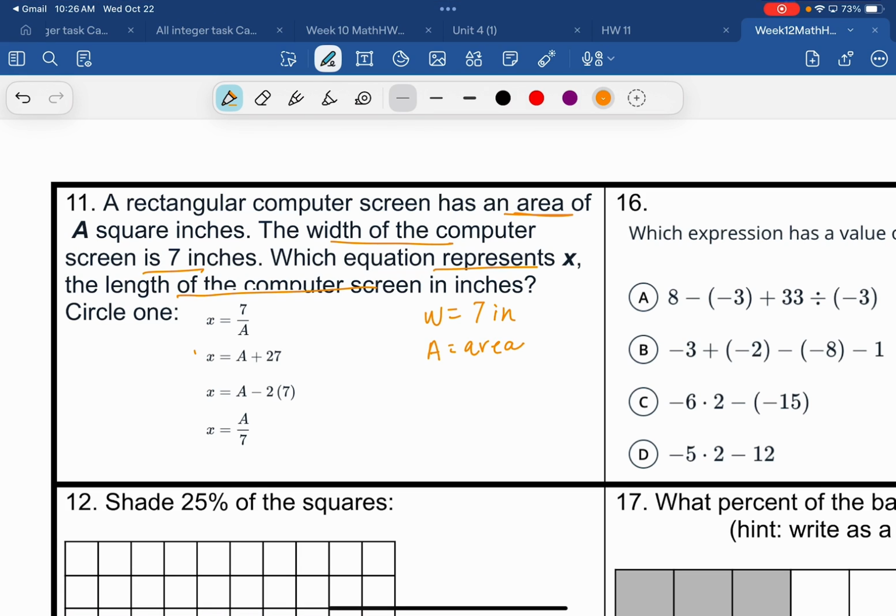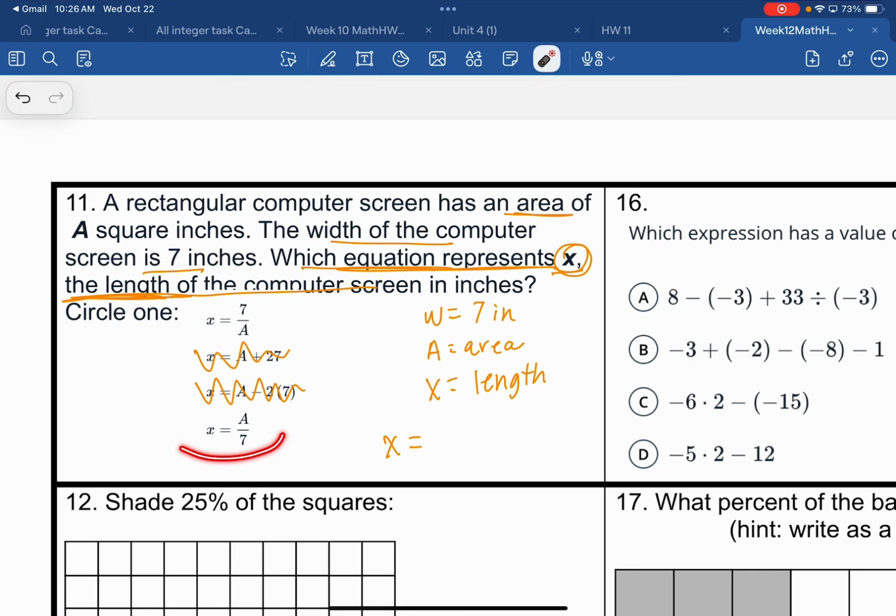Division. So then I know I won't use that one, and I know I won't use that one. And so what do I know? If I wanted to find out X, the length, I hope you're writing all this down. What would I do? Which one do I want to find the answer to? What is it asking me? Which equation represents X, the what? Length. Okay, so it's going to have to say X equals something, and I look at these. Oh, this one says X equals. Oh, this one says X equals. So which one would it be?